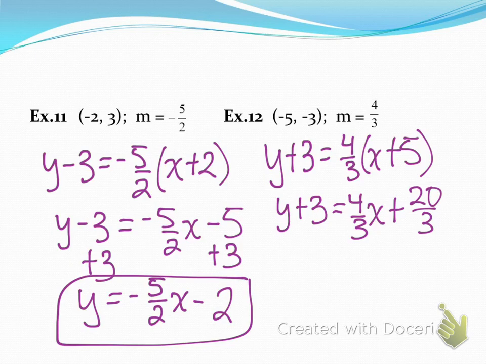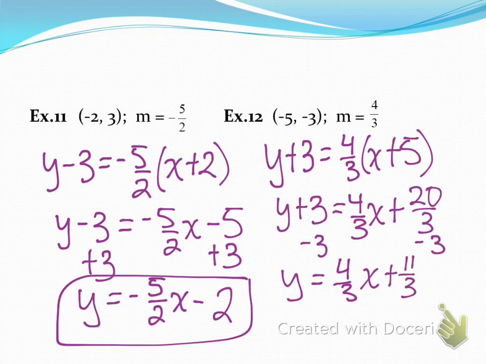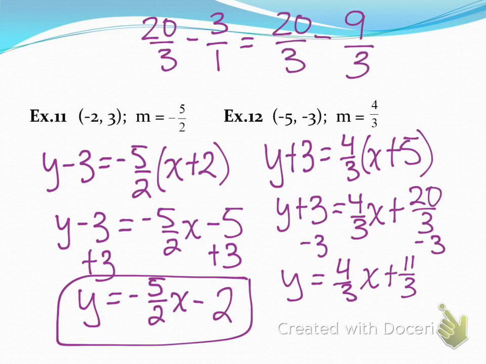Then to get y by itself, what would we do? Ellie? Subtract 3 on both sides. So we have y equals 4/3 x. Did anybody take 20/3 minus 3, Ellie? Plus 11/3. Very good. So if you're not sure how we got that, 20/3 minus 3/1 is the same as 20/3 minus 9/3. And that's how we got the 11/3.